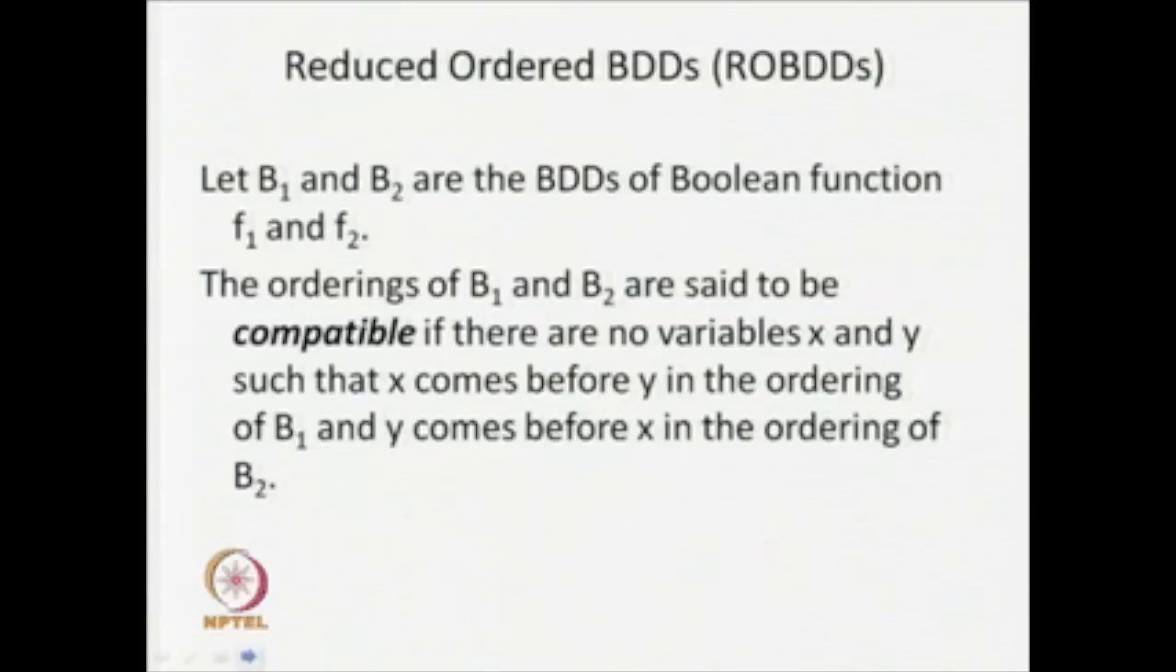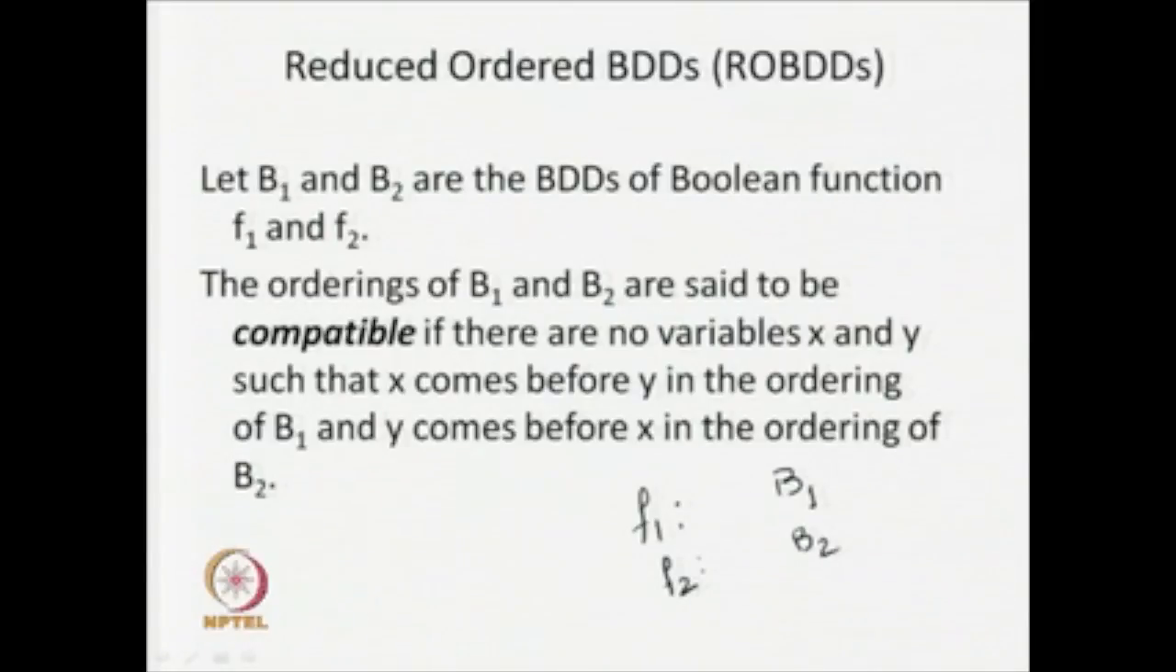Similarly, for reduced order binary decision diagrams, we are saying that if we have two BDDs B1 and B2, and these B1 and B2 are representing, say, two Boolean functions f1 and f2. Say we have one Boolean function f1 with BDD representation B1, and another Boolean function f2 with BDD representation B2.